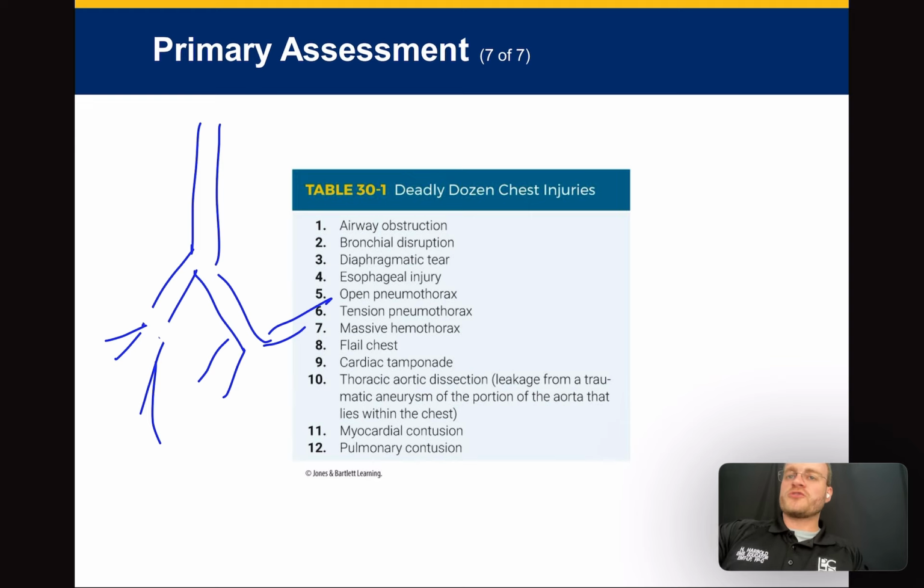What you'll see with this is subcutaneous emphysema. Remember, that is the Rice Krispie treats underneath the skin. There's air underneath your skin, so when you push, it'll feel like Rice Krispie treats. Diaphragmatic tear, we're going to cover this. Esophageal injury, we'll talk about all these. Open pneumothorax, tension pneumothorax, massive hemothorax, hemopneumothorax, flail chest, cardiac tamponade, a thoracic aortic dissection. We'll talk about that. Myocardial contusion, pulmonary contusion.